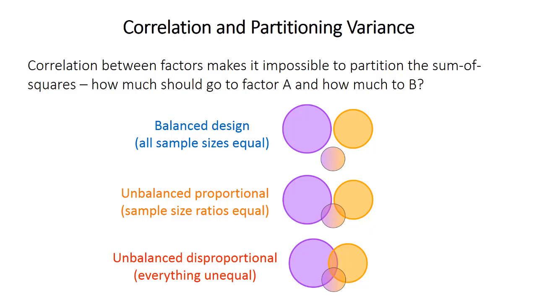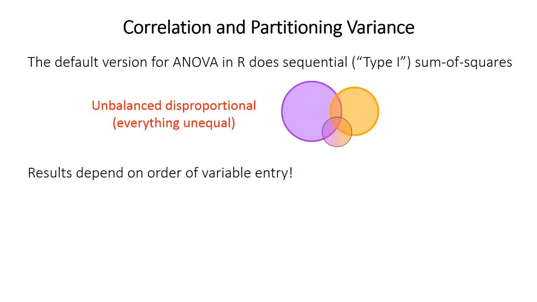So some of the overlapping area means that the sum of squares for the material and the phosphate are correlated with each other. Some of that should go to the purple circle and some to the orange factor, but it's impossible to know how much goes to each. So there's a couple ways to deal with this.